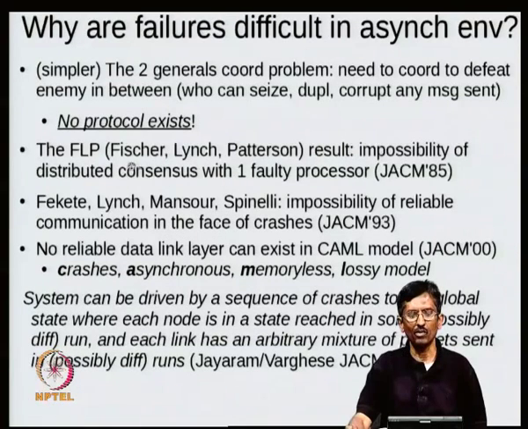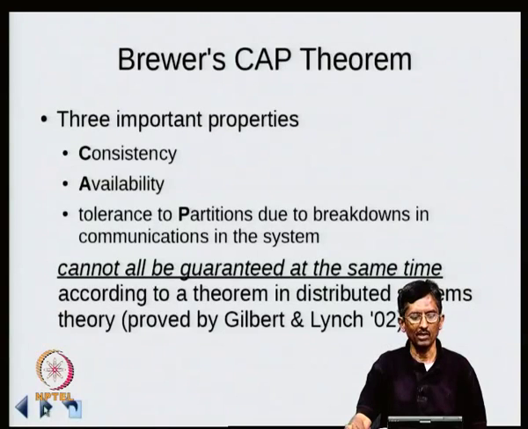I just mentioned something about the FLP result, and the fact that you can't even have reliable communication in the case of crashes. The various interesting results basically show that there are some problems. We also looked briefly at the CAP theorem, which tells you that certain things are not possible. For example, you can't have consistency, availability, and tolerance to partitions at the same time.